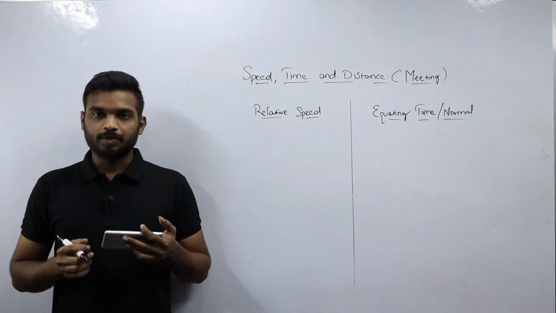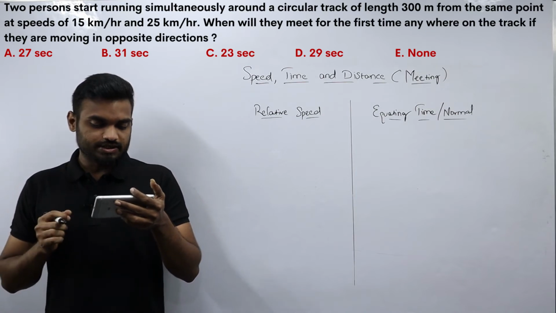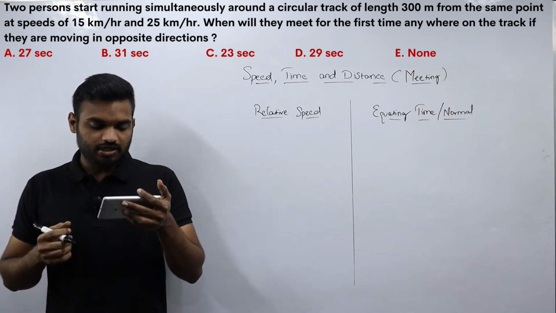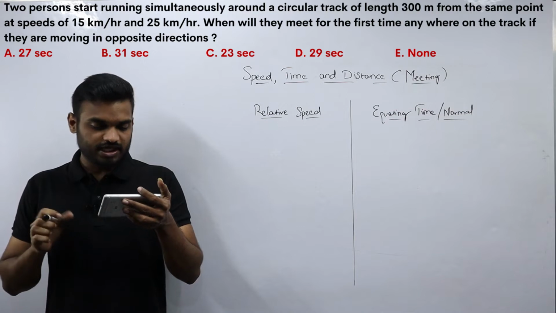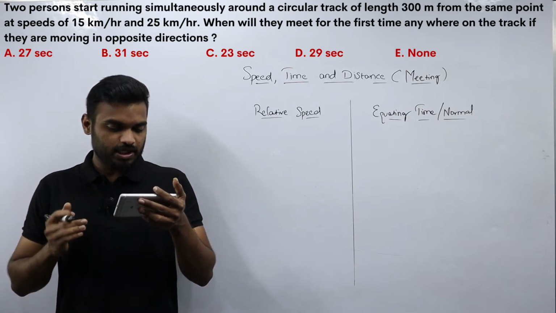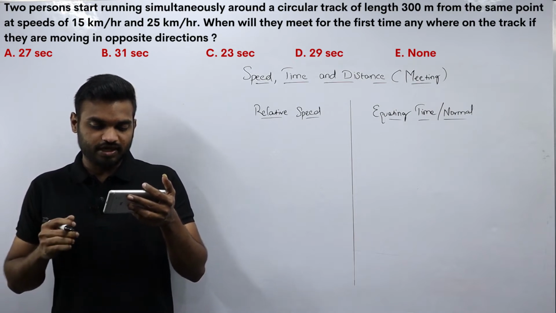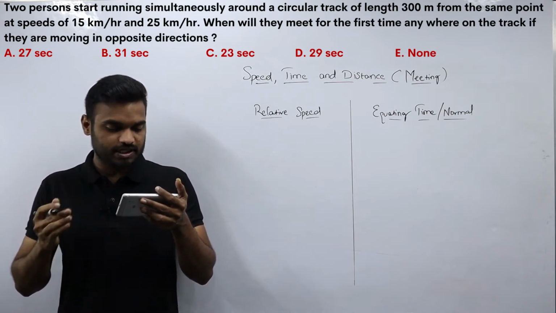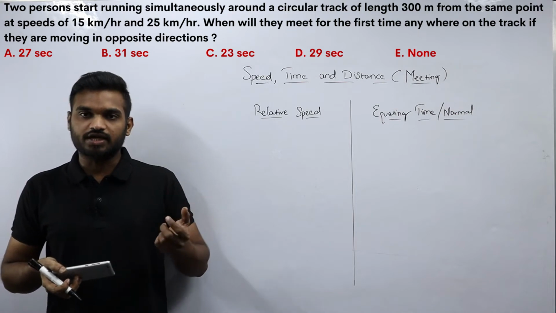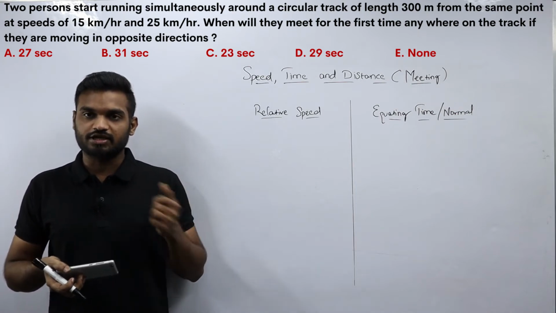Now let's see the first problem. They are saying that two persons started running simultaneously around a circular track of length 300 meters from the same point at the speeds of 15 km per hour and 25 km per hour. When will they meet for the first time anywhere on the track if they are moving in the opposite directions? So we need to find out at what time both persons will meet in the circular track.